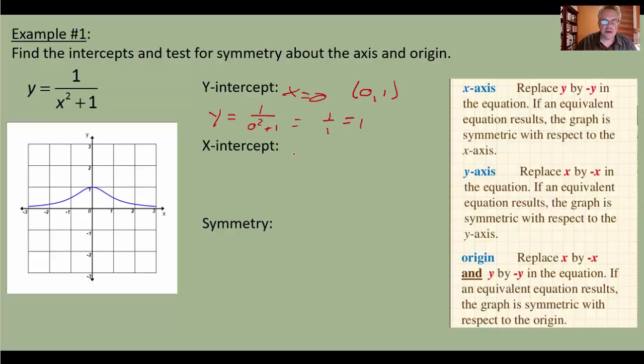For the x-intercept, we set y equal to 0. We're looking for points where y equals 0, which would be points on the x-axis. So if we put 0 in for y, we get 0 equals 1 over x squared plus 1. This looks a little complicated, but remember, this is like a fraction. In order for a fraction to equal 0, the numerator has to equal 0. And the numerator is 1. It's never equal to 0. So there are no x-intercepts.